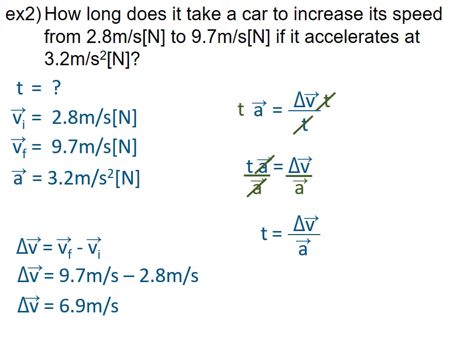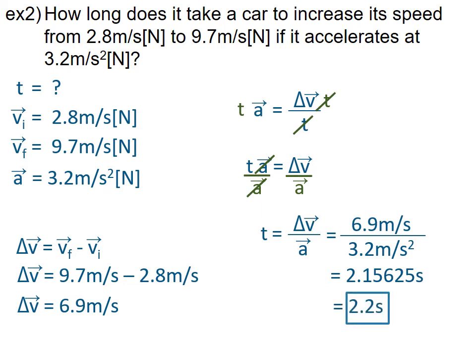Now I can continue on with my time equals change in velocity over acceleration. So change in velocity is 6.9 meters per second. Acceleration is 3.2 meters per second squared. Punch it into my calculator, and I get 2.15625 seconds. Corrected to two significant figures, my time is then 2.2 seconds.